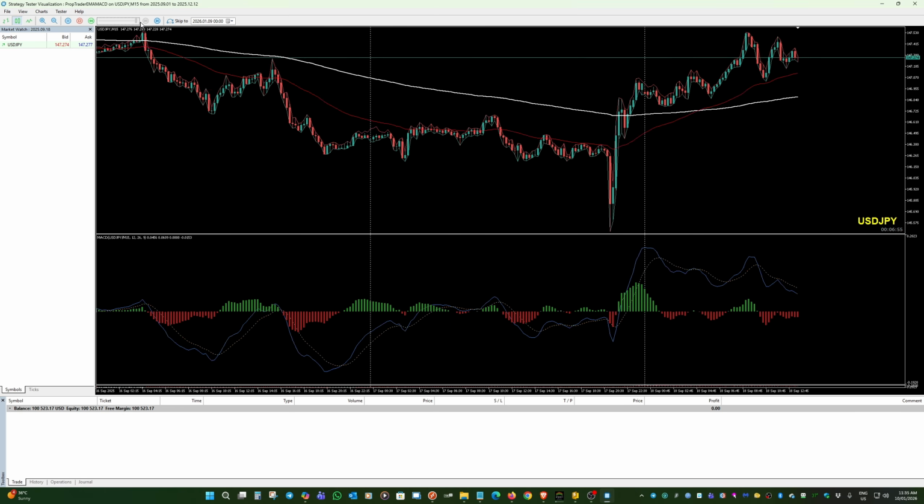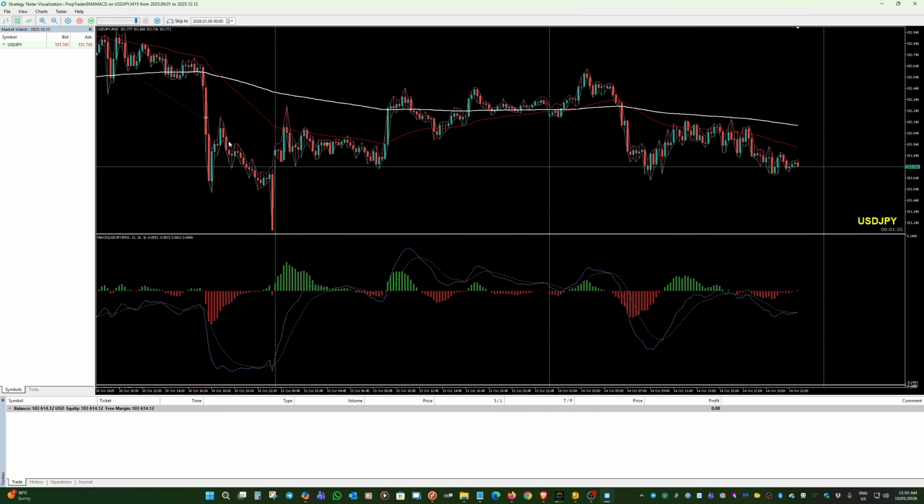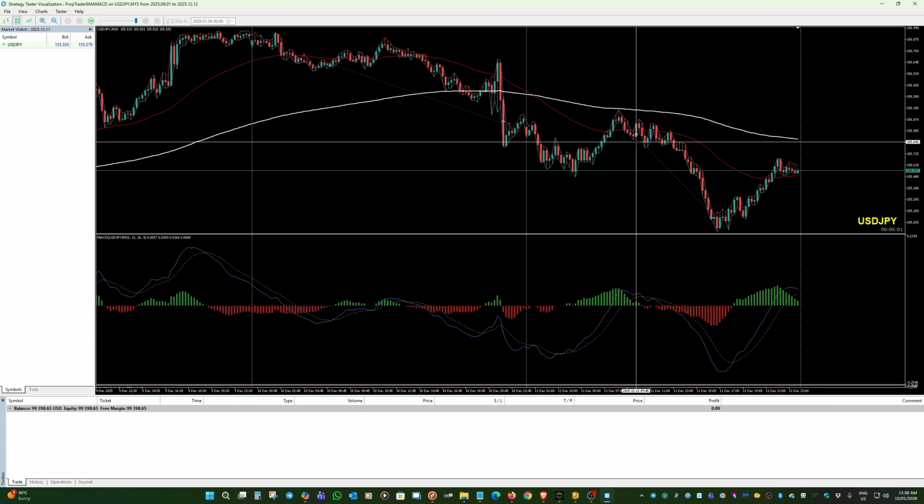So what I might do is just fast forward to the end, and then we can go back and check a couple of these to see how they work. This one here, it looks like the entry was early on this one.